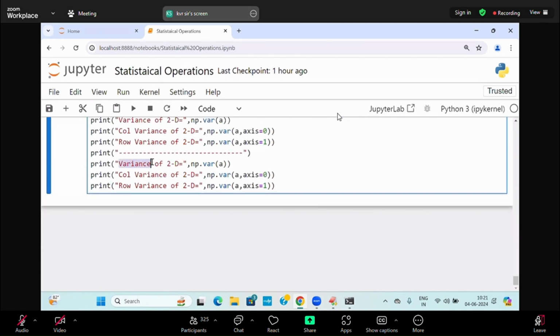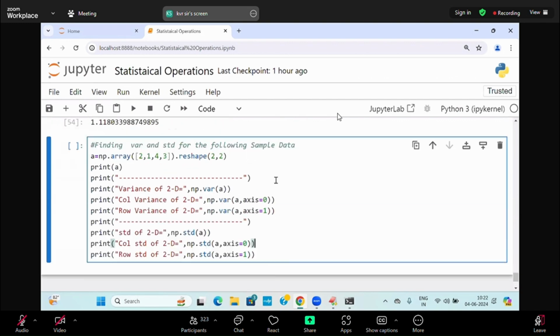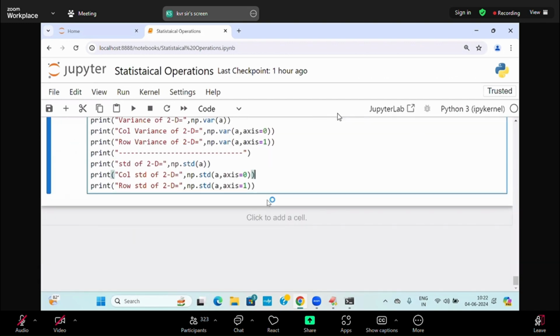STD of 2D. Column standard deviation, row standard deviation of 2D. I will write STD here, and here I will write STD, here STD, here STD. Same, whatever is there, it is very simple.